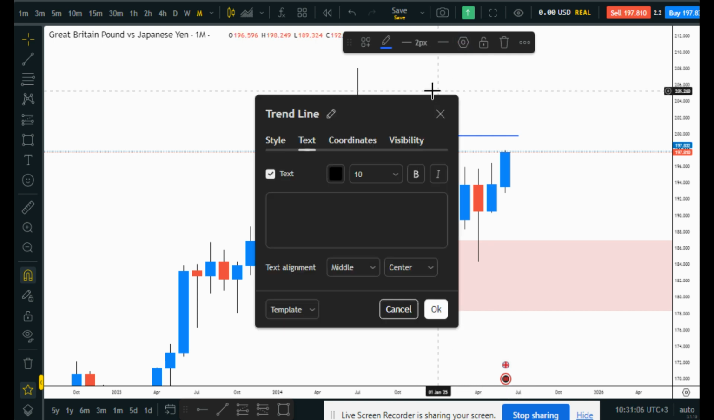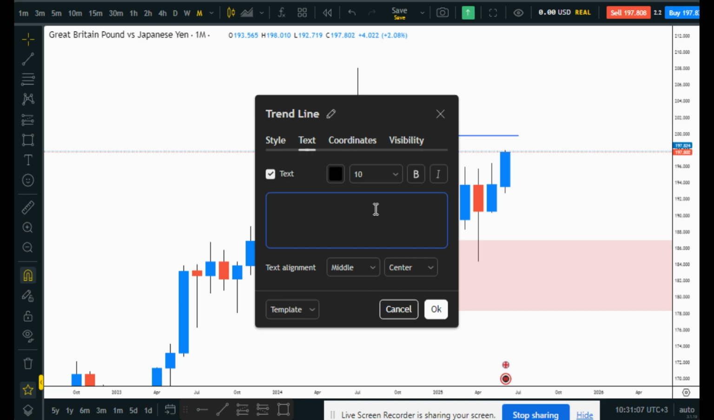So as you can see, this one here, I want to name it. Let me put a dollar sign. So this one is monthly liquidity.